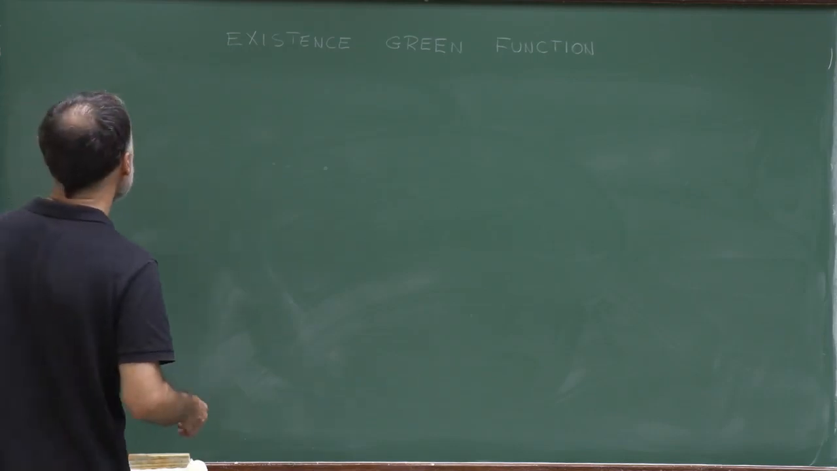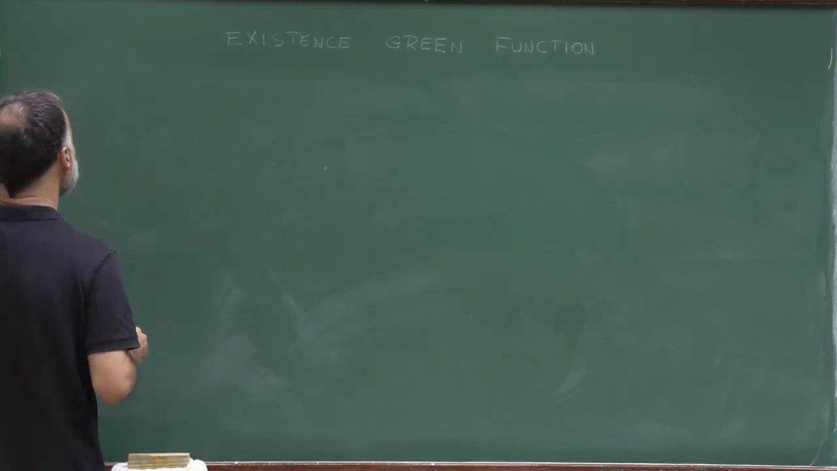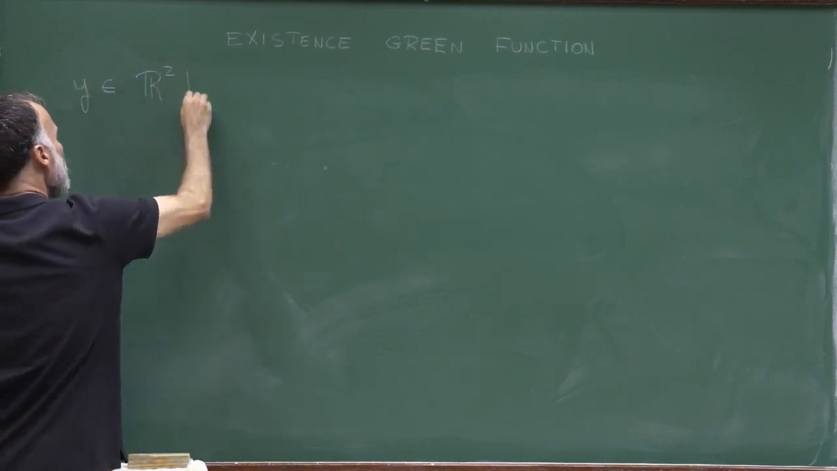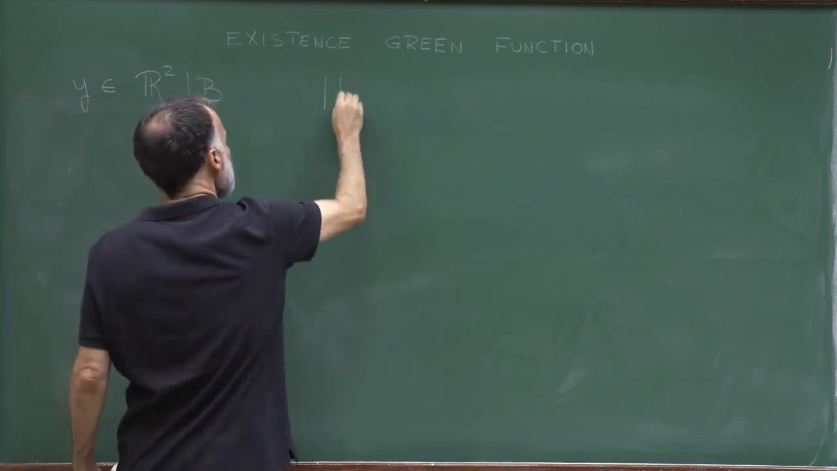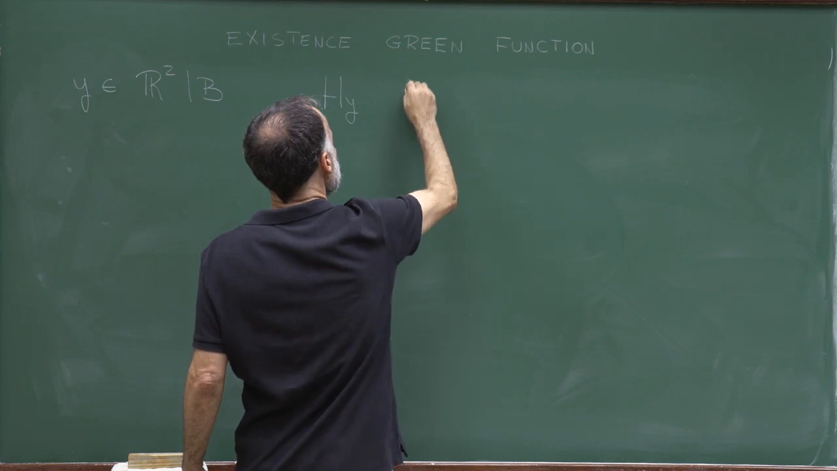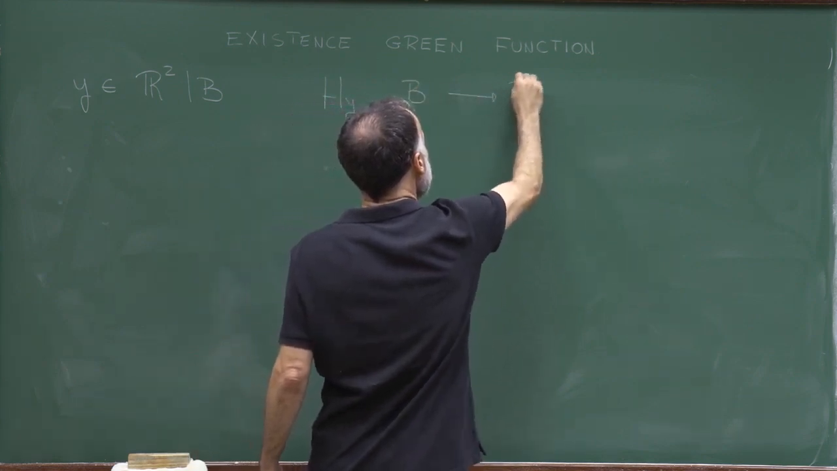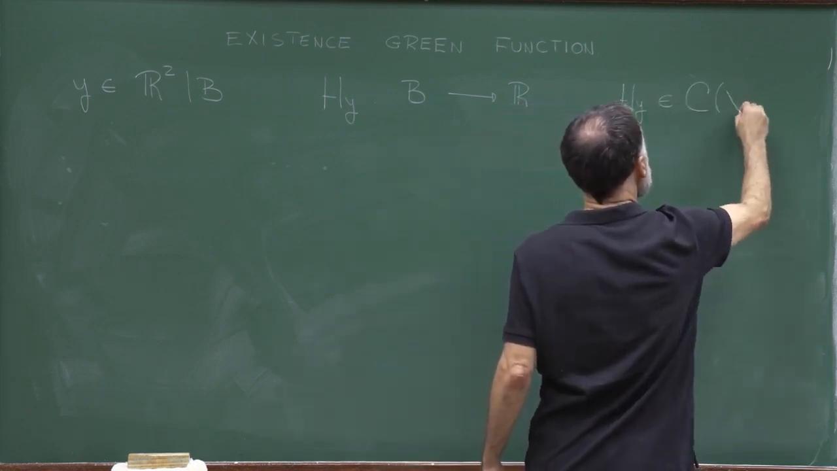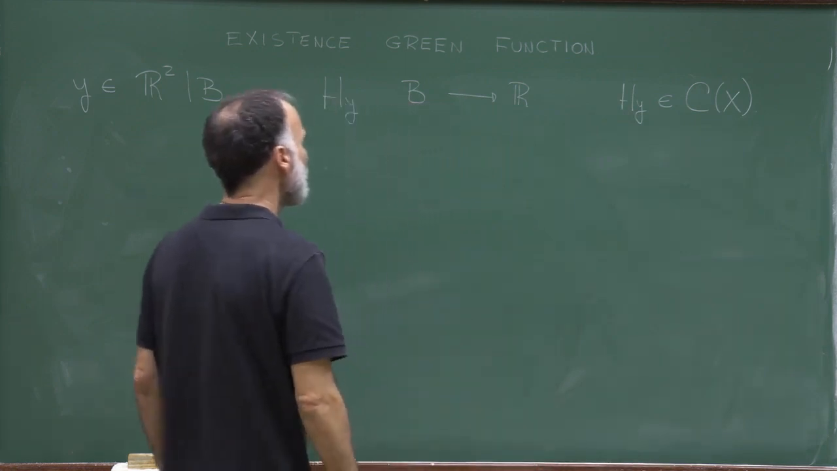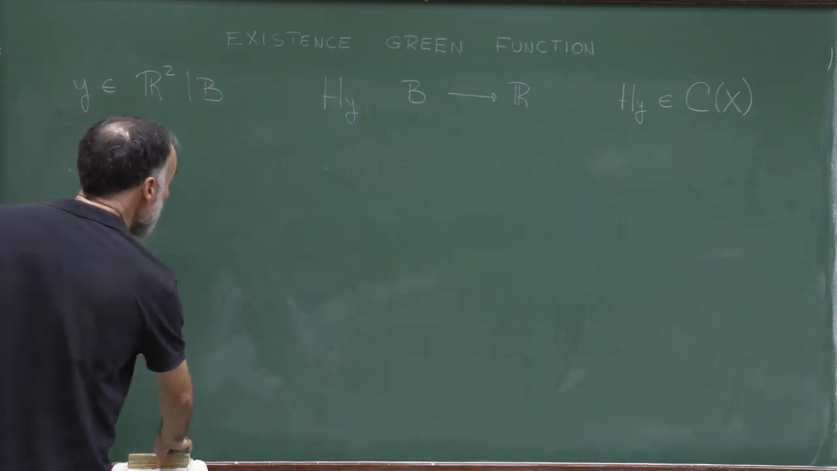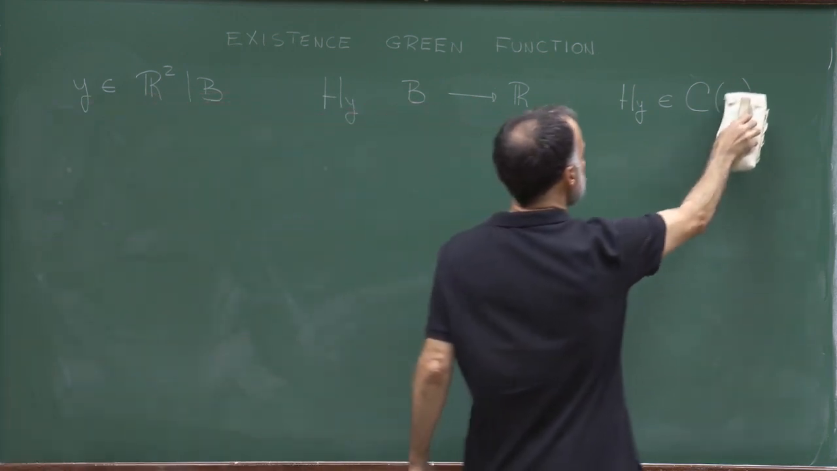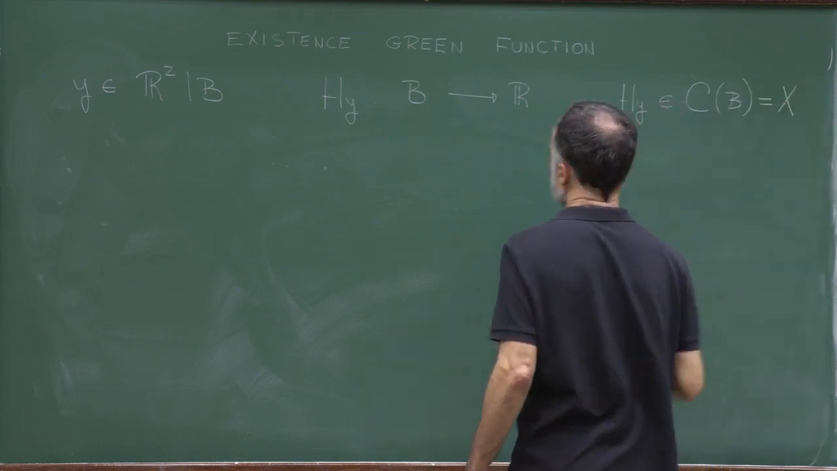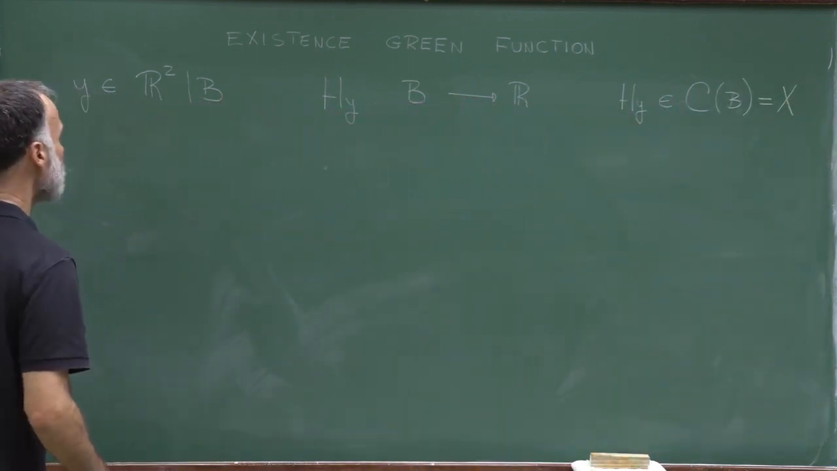Now I want to define a class of functions defined at the boundary of D. So for each y in R^2 minus B, I will define a function h_y, which is defined on B and takes values in R. And actually, you'll see that h_y is an element of C(B), which is X. So let me define h_y.